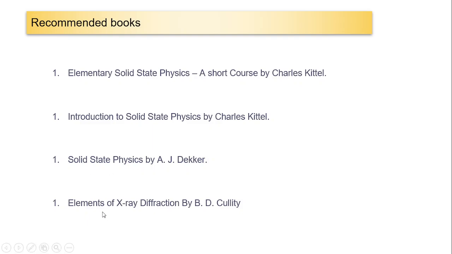Then there is Elements of XRD. When we discuss this characterization measurement, X-ray diffraction, I'll tell you again, but for that topic, Elements of XRD by B.D. Cullity is also a very popular book which many professors suggest for learning the theory of XRD. So this is about the recommended books, and now let's start with the topic.